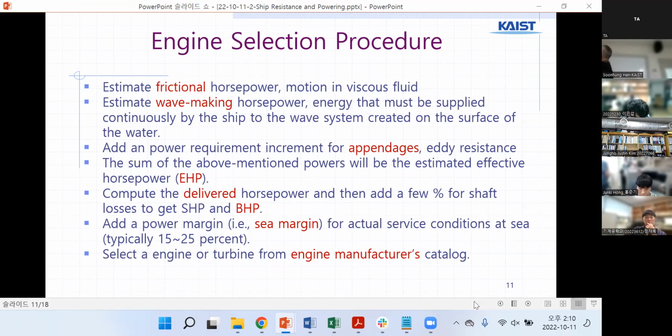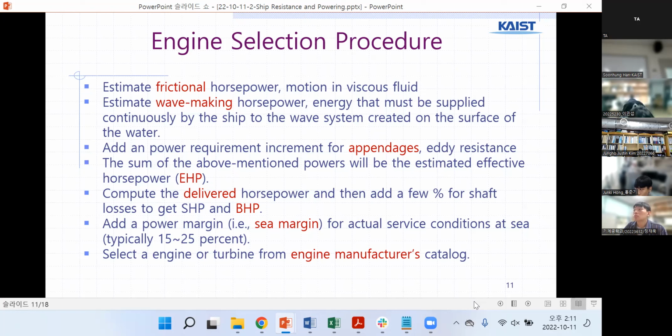All right, so engine selection procedure. How can I select my ship's engine as a designer? You can make the power requirement by using effective horsepower as a starting point, and that is calculated by CFD or model test. Model test can give you effective horsepower, including frictional surface resistance, wave making, residual resistance, appendage resistance, air resistance, and something else. Many items, small items.